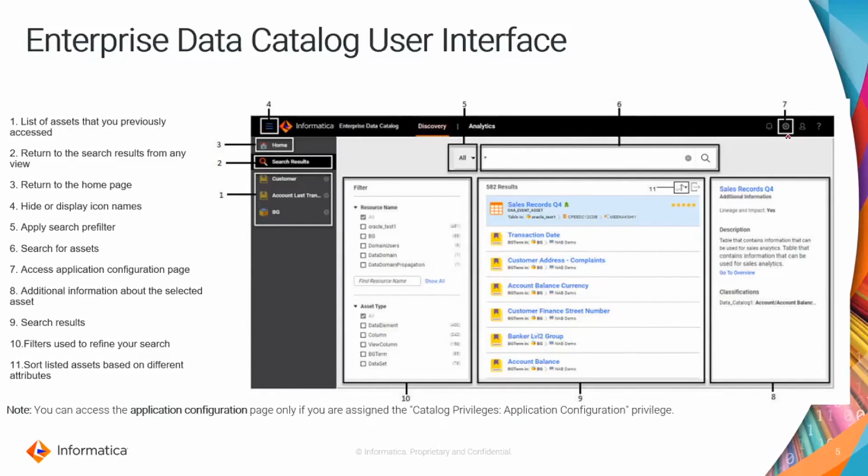At the top right, you will see this button. This button will take you to the application configuration page. Kindly note that to access the application configuration page, you must have the catalog privilege, application configuration privilege.